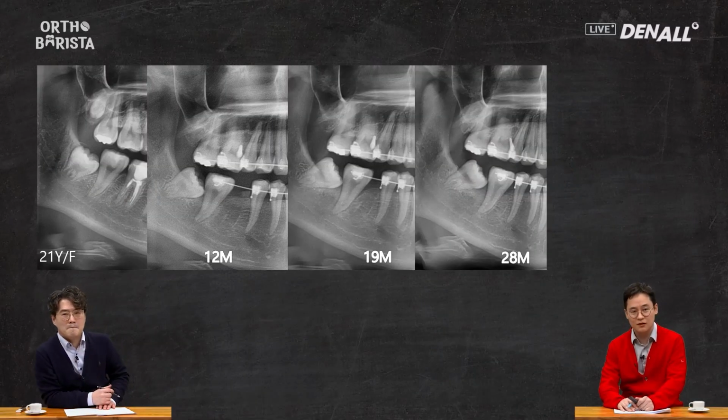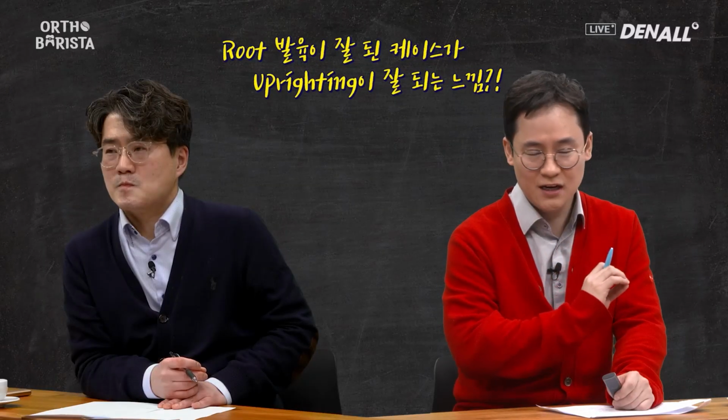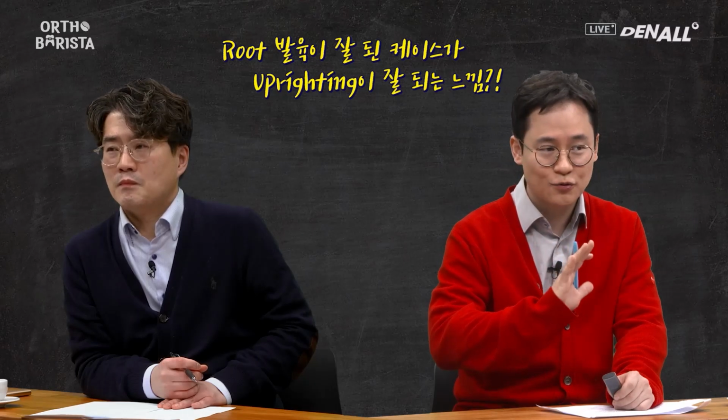Ultimately, this case took 38 months. At the start, I thought, the root hasn't developed yet, so it should align well, but it was more difficult to control than anticipated. In contrast, cases with better root development tend to show better uprighting.